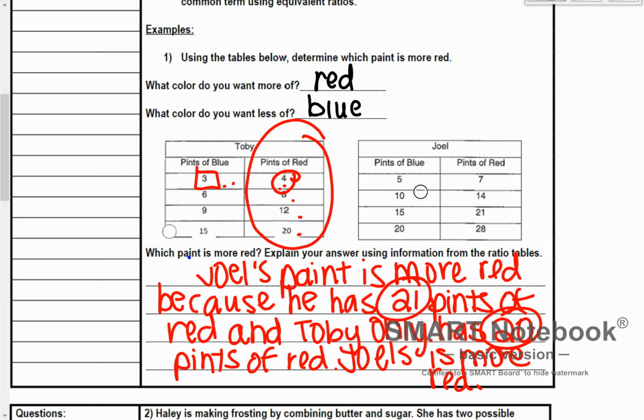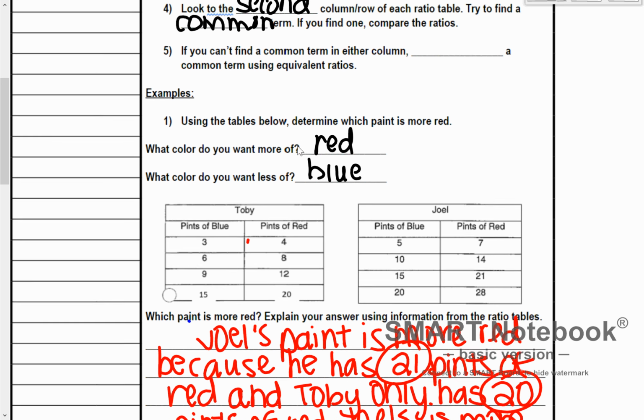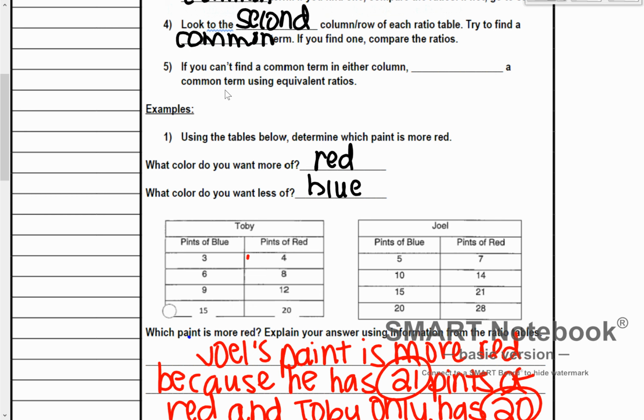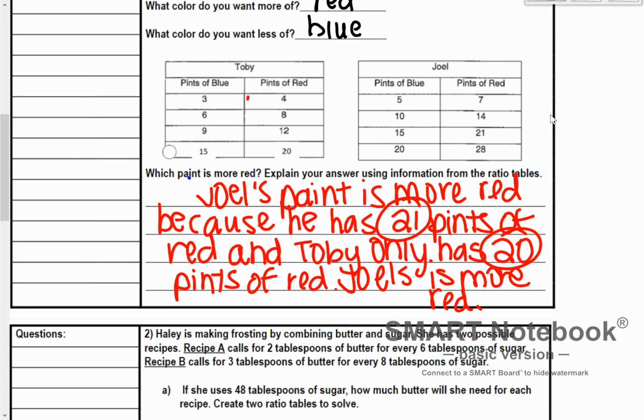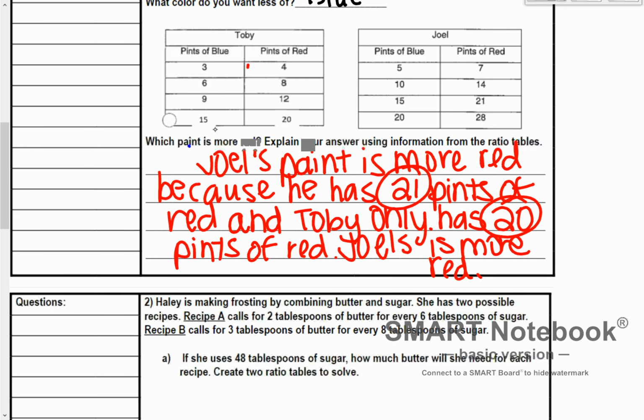Okay, so again, I'm going to erase this just to give you a clean thing to look at. Let's go back up to step 5. So if you can't find a common term in either of those columns, we have to create one. Okay, and this is where we have to get a little creative. So I've got 3, 6, 9, and let's pretend this one's not here. Okay, I've got 3, 6, and 9. Over here I've got 5, 10, 15, and 20.